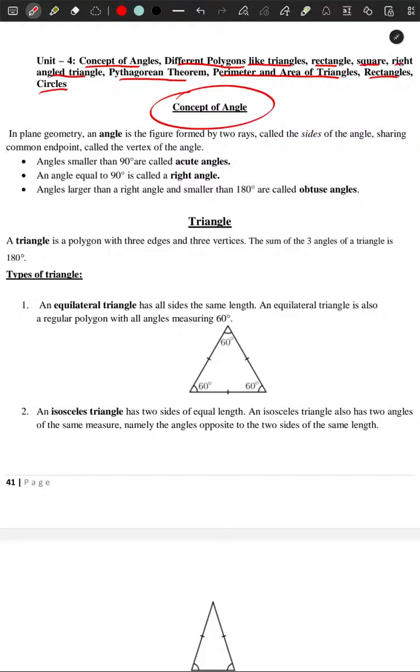In plane geometry, an angle is formed by two rays called sides of the angle, sharing a common endpoint called the vertex of the angle. This is called the vertex of the angle.